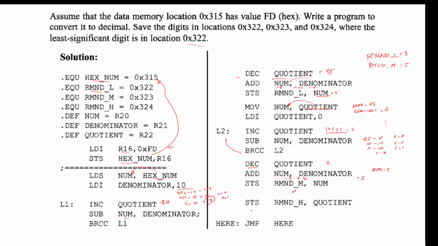And then, next instruction is store the quotient in RAM and H. RAM and H is equal to the quotient. Our quotient is equal to 2. So our RAM and L is 3, our RAM and M is 5, and RAM and H is 2. Or 2, 5, 3. So this would be the decimal value of the hex FD. So it would be stored respectively here: 0x324 is 2, 0x323 is 5, and 0x322 is 3. Okay?